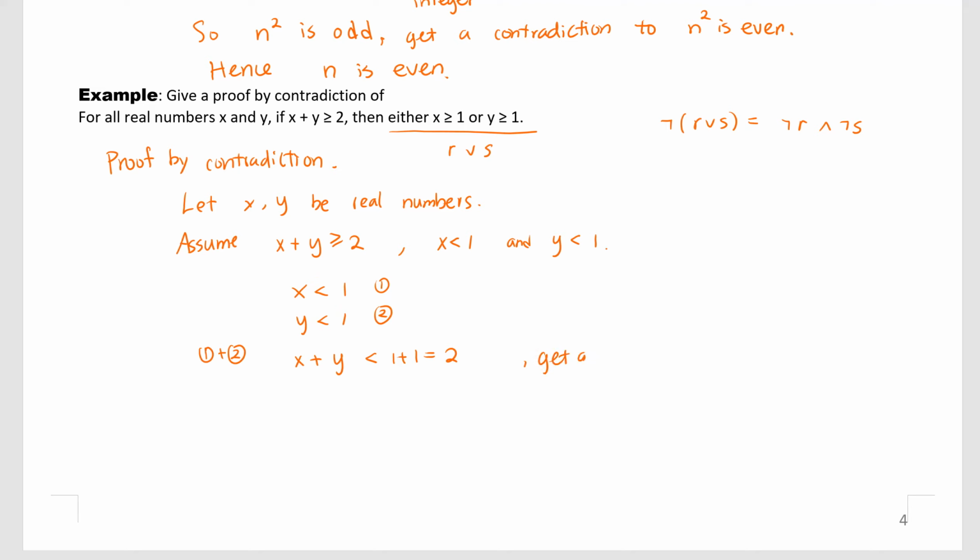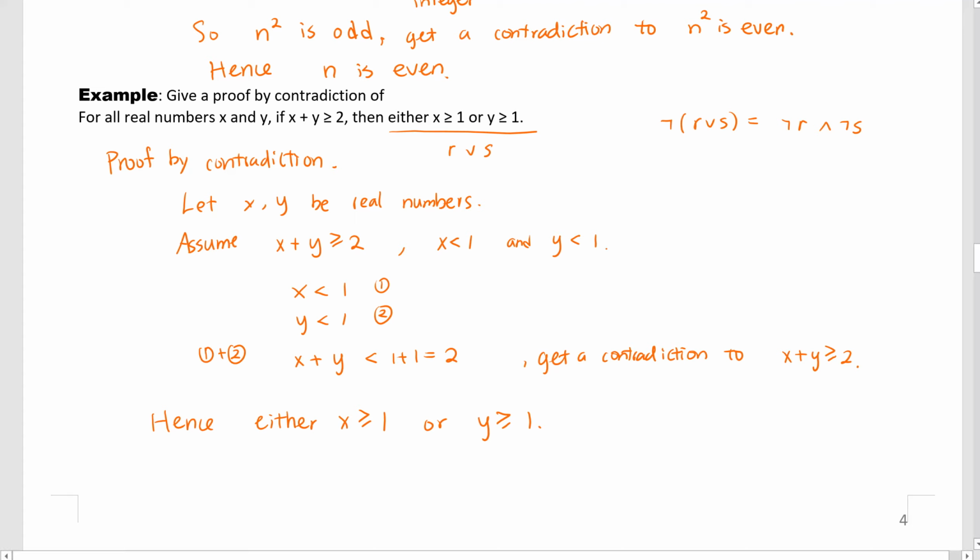Ooh, we get a contradiction to the fact that x plus y is greater than or equal to 2. Because we get a contradiction, which means not q is false, so q must be true. So therefore, we say hence either x greater or equal to 1 or y is greater or equal to 1. All right, so far so good, everybody.